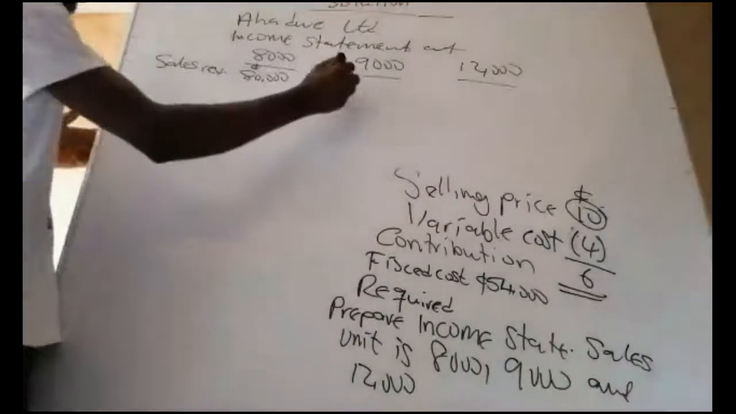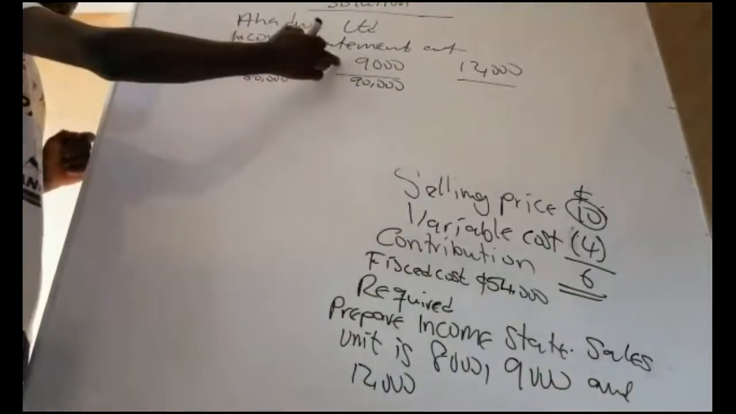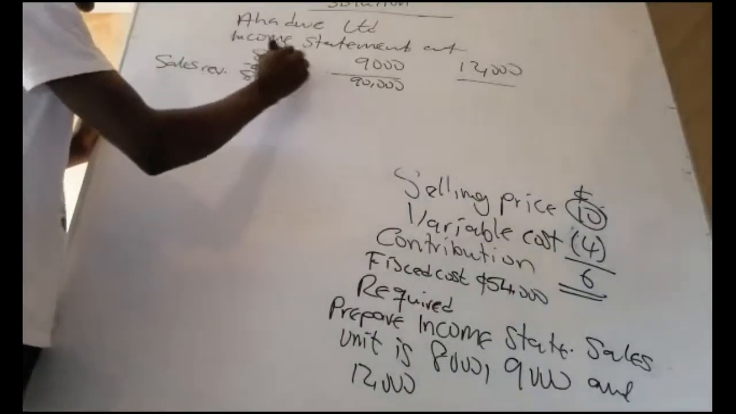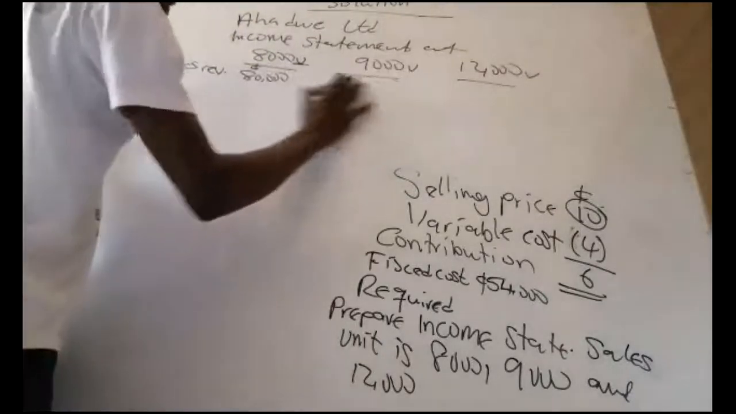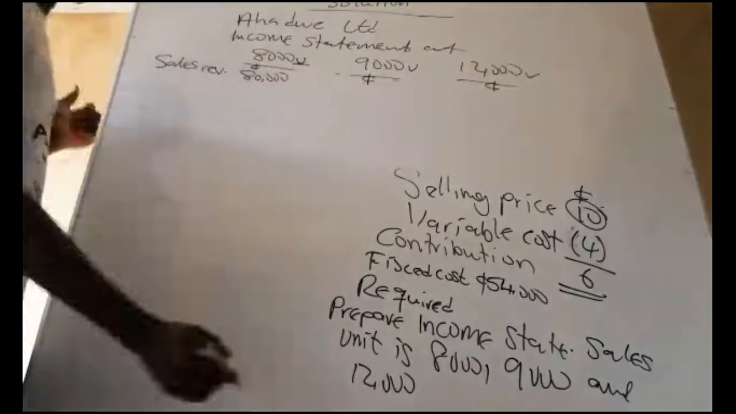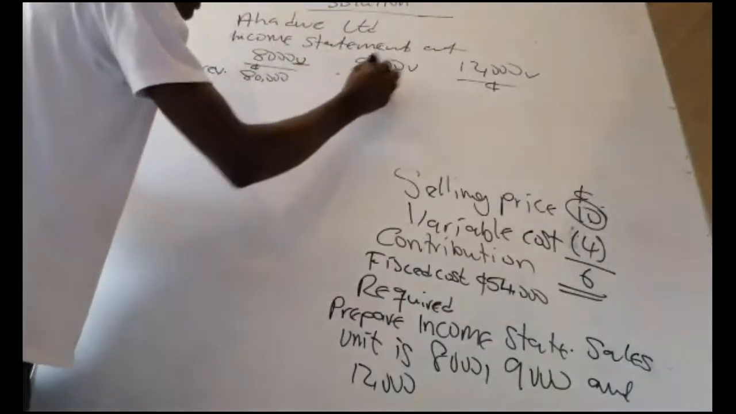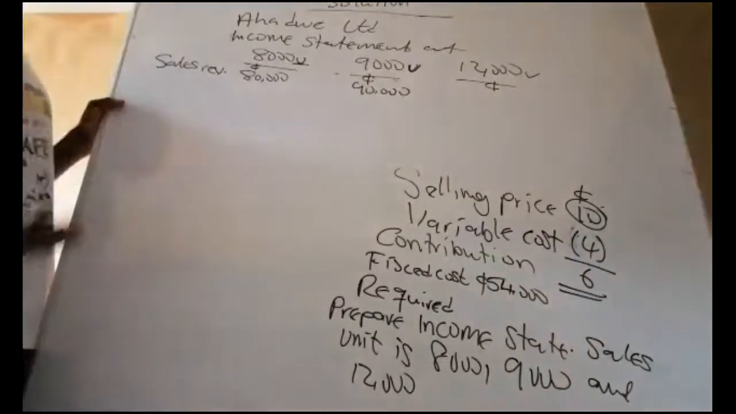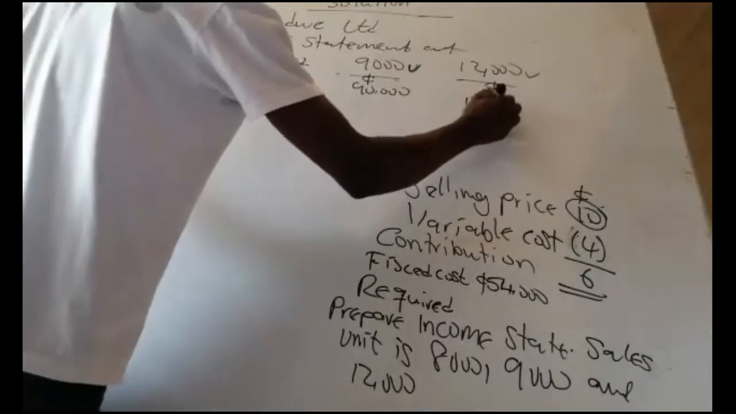Over here will be what? 90,000, because it is 10 Ghana cedis times the units. These are units, and these ones are Ghana cedis. So if the selling price is pegged at 10 Ghana cedis and I sell 9,000, I'll get 90,000 Ghana cedis. If the selling price is 10 Ghana cedis and I sell 12,000, I'll get 120,000 Ghana cedis.